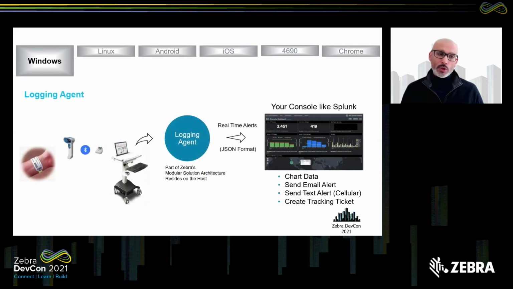Now, another module that we offer is called the logging agent. The logging agent is relatively new, and it's got a lot of excitement, especially let's say you're a hospital. So you have a cordless scanner, the DS8178. It's connected to a cradle, which is connected to your cart. And let's say your cart is a Windows-based cart, or it could be Linux. We have a logging agent for both. But let's say it's Windows.